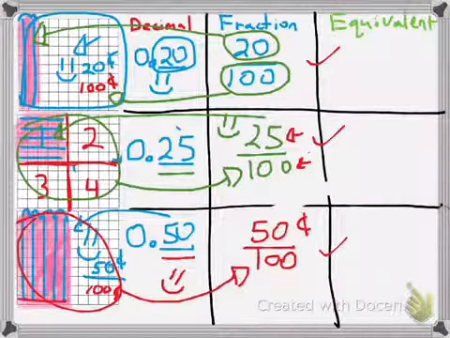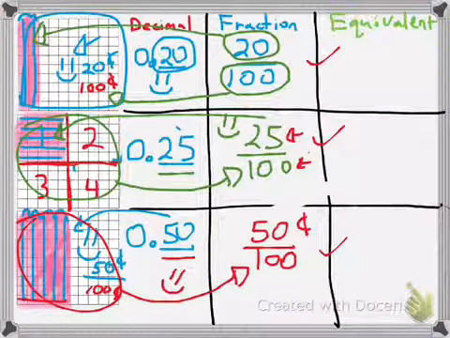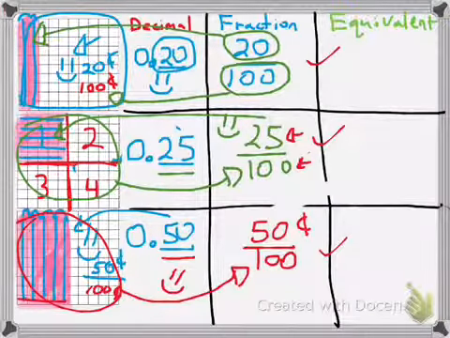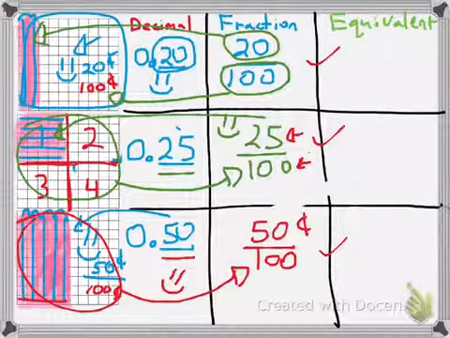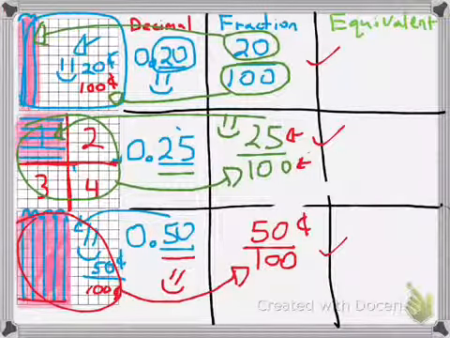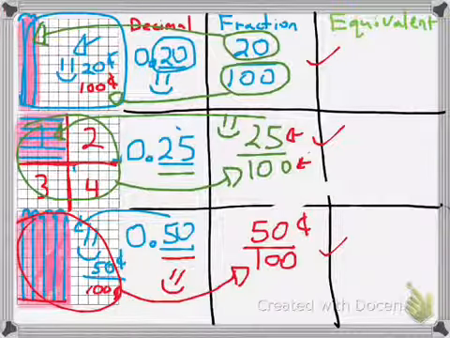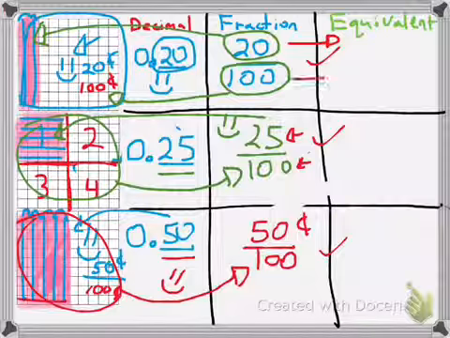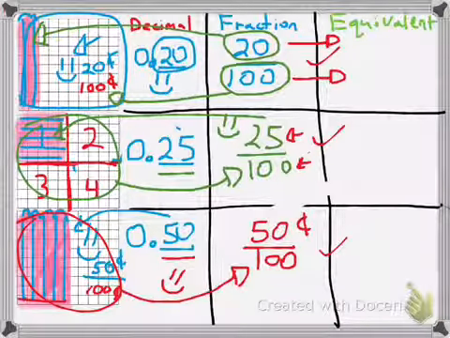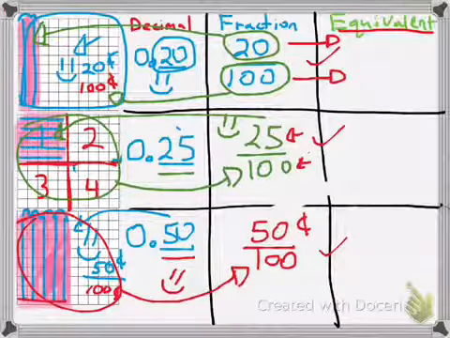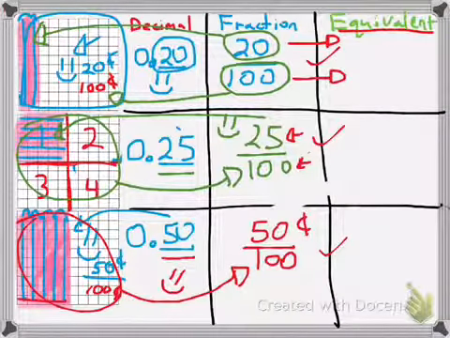Now, here comes the equivalent fraction part. We can look at these in some different ways. Let's leave it the way it is and see what we can do. So here we start off with 20 over 100, and we're going to try to make some equivalent fractions for that. Equivalent means things that are the same value. So we want to make fractions that are the same value as 20 over 100.